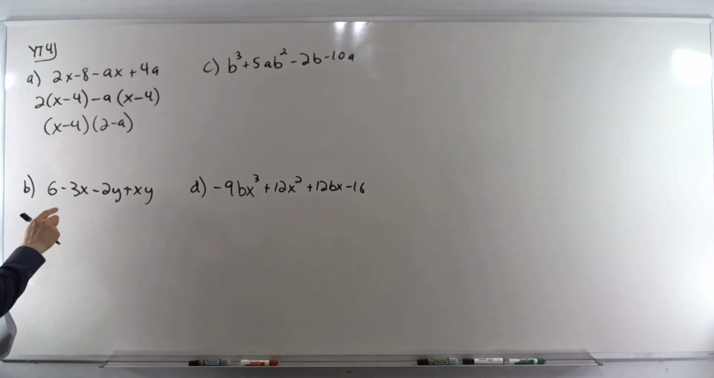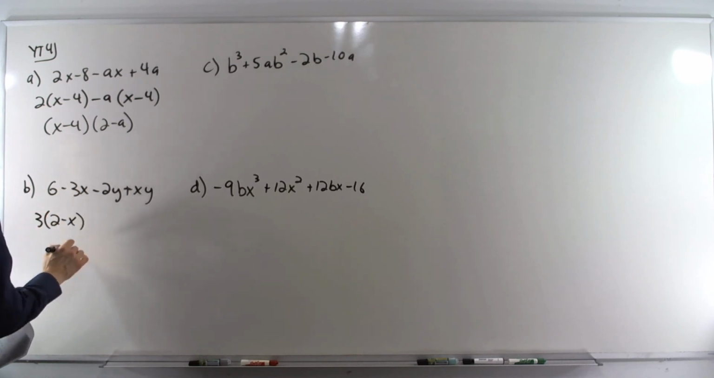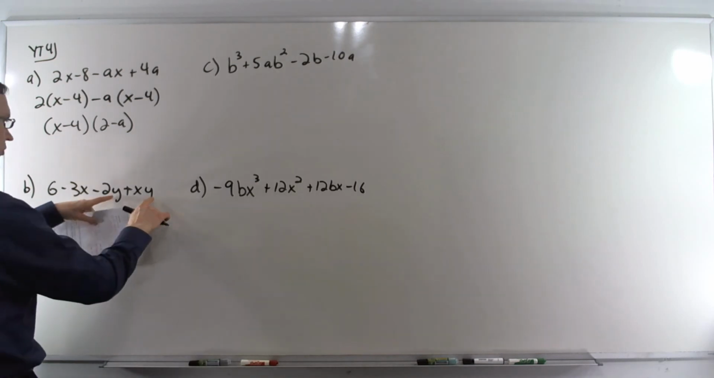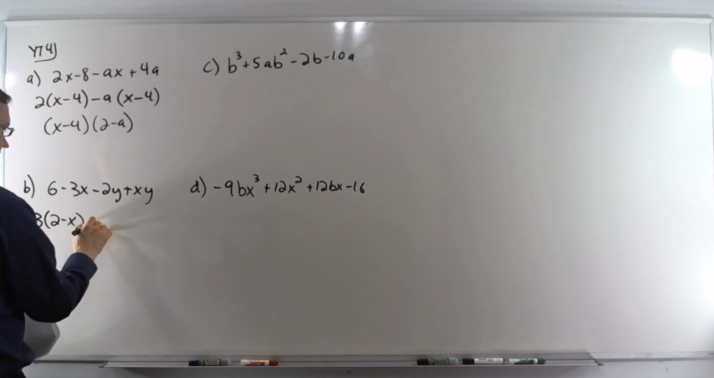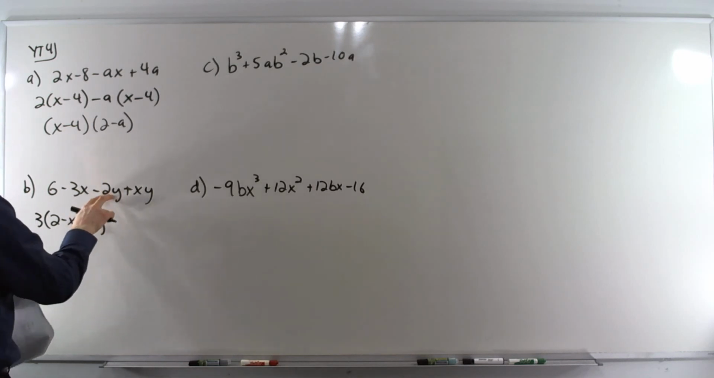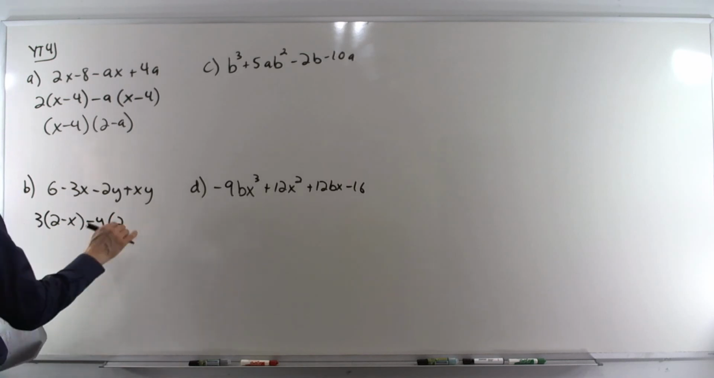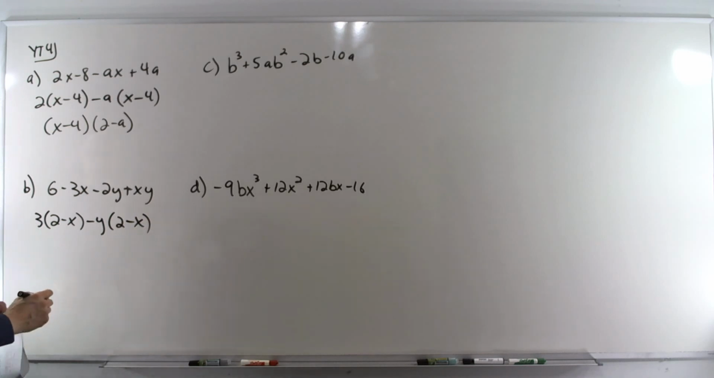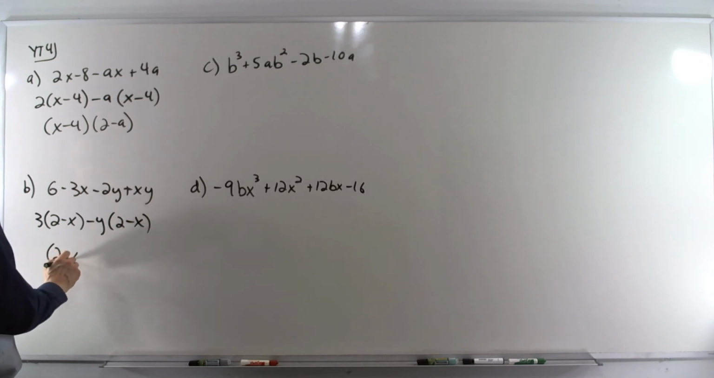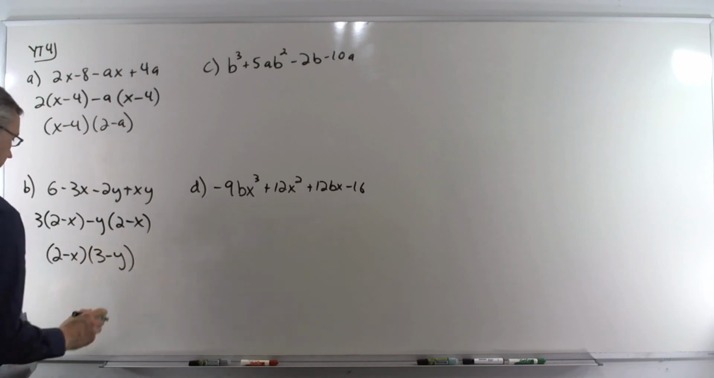B. Here we got a greatest common factor of 3, so we can factor that out of the first two. And you get 2 minus x. And then over here we got matching y's. And I want to make sure this one turns out positive, so I'm going to factor out a negative y. So we got negative 2y divided by negative y is positive 2. And then positive xy divided by negative y is negative x. So there's our matching binomials, 2 minus x. So we get 2 minus x times 3 minus y.